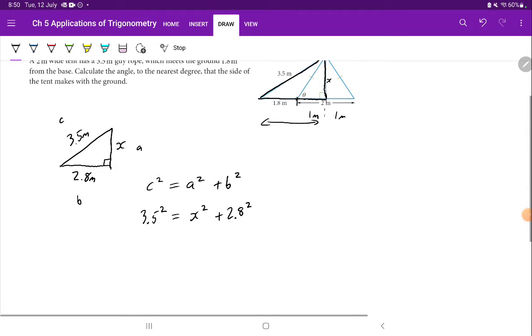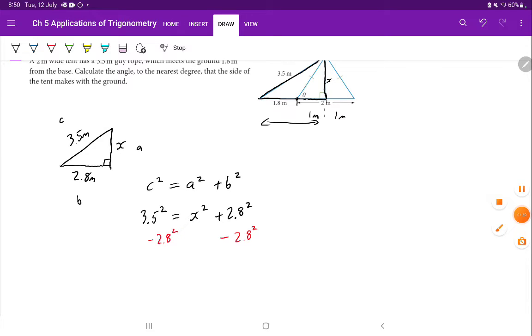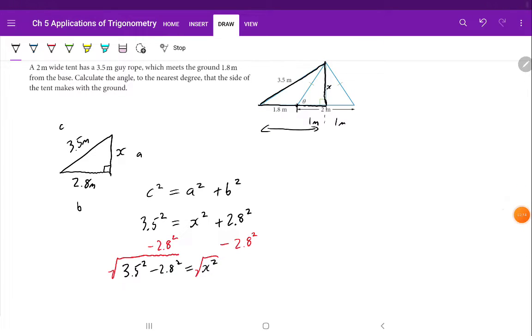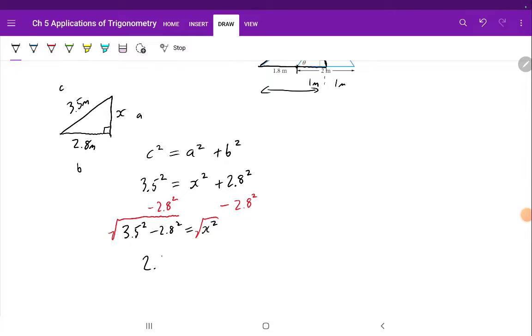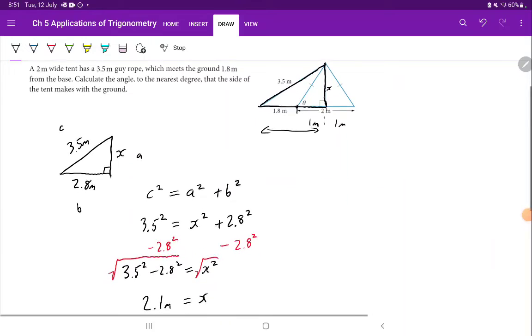Subtract 2.8 squared from both sides, and we're left with, on the left-hand side, 3.5 squared minus 2.8 squared. But we didn't want to find x squared, so we take the square root of both sides. We can just type that into our calculator, and we get 2.1 meters equals x. So we now know the length of x, which is 2.1.